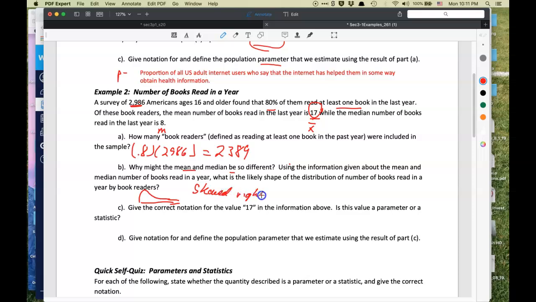Now, why does this question come up here? Well, it's to make sure that we're still thinking about data. Even though we're going to be thinking about inference, we still want to think about the nature of the data. And that's going to be really important as we move forward, because we want to think about what does the sample look like, what does the population look like, and hence what methods are going to be warranted in a case like that. So give the correct notation for the value 17. Did that already. Is this value a parameter or a statistic? Well, it's from the sample, so it's going to be a statistic.